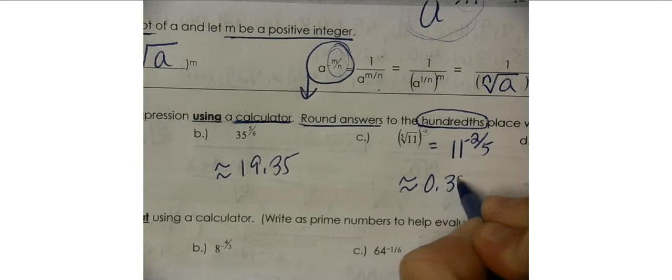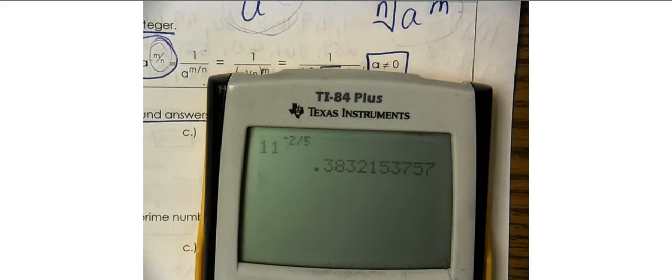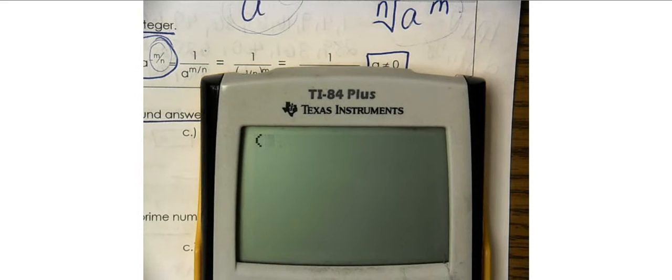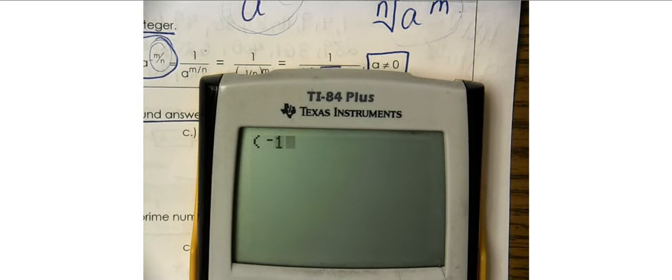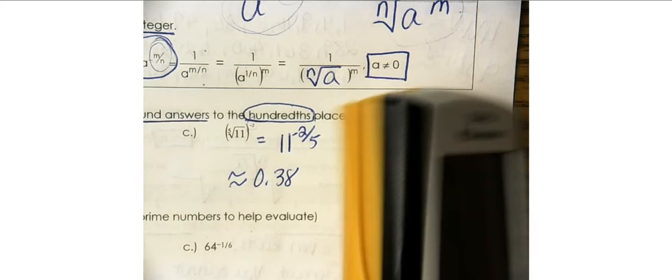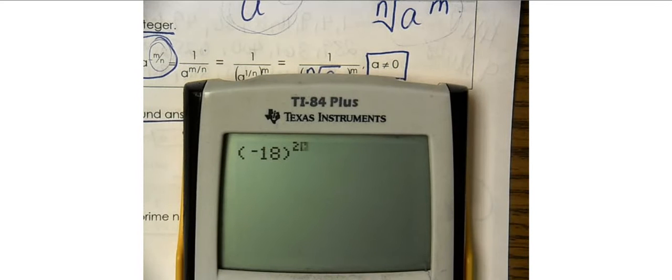And letter D, negative 18. Make sure you use parentheses. Negative 18 raised to the 2/3 power. And that's going to equal 6.87.